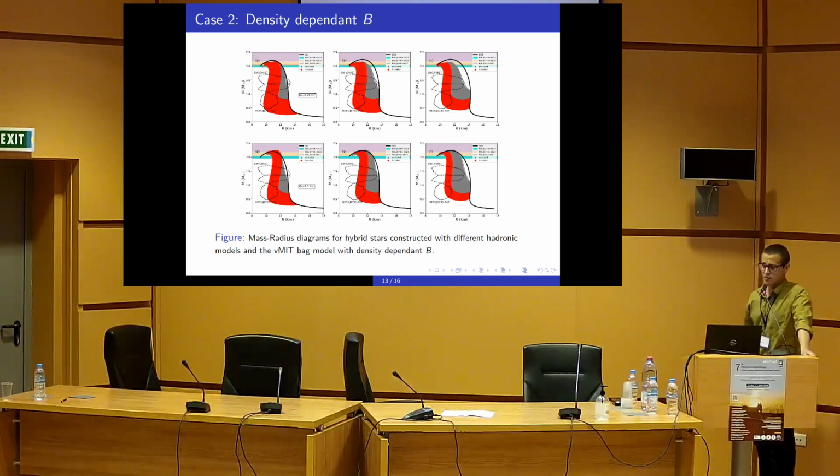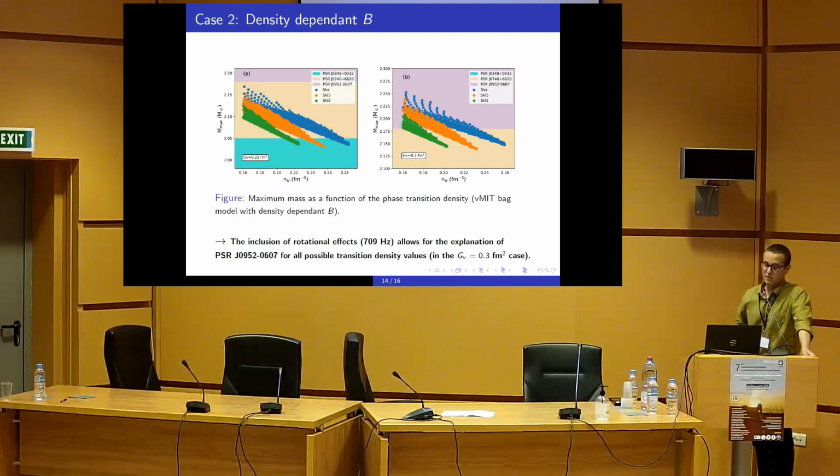So let us move on to the second case, where we have a density-dependent bag parameter. Once again, we can explain the observations, but as you can see for the 2 cases here, we use 2 different values for the coupling constant of the repulsive interaction. In each case, the 2 solar masses constraint is easily satisfied. And if we revisit the previous plot, one can see that we can achieve higher transition densities at this point.